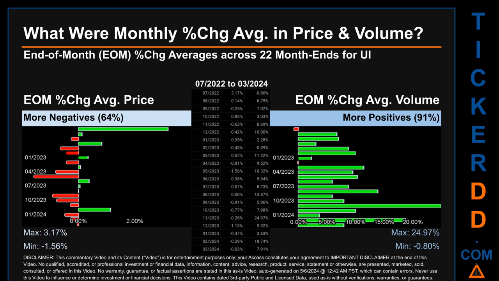Price saw an end-of-month max of 3.17% in average percentage change along with a minimum of -1.56%. For volume, the maximum and the minimum monthly percentage change were respectively 24.97% and -0.80%.